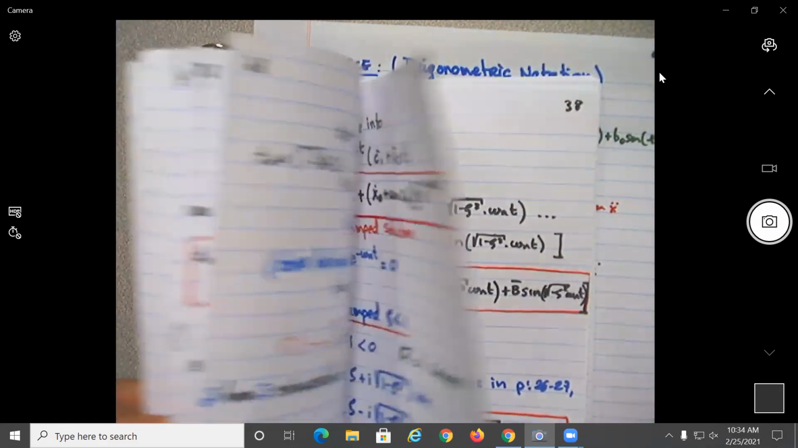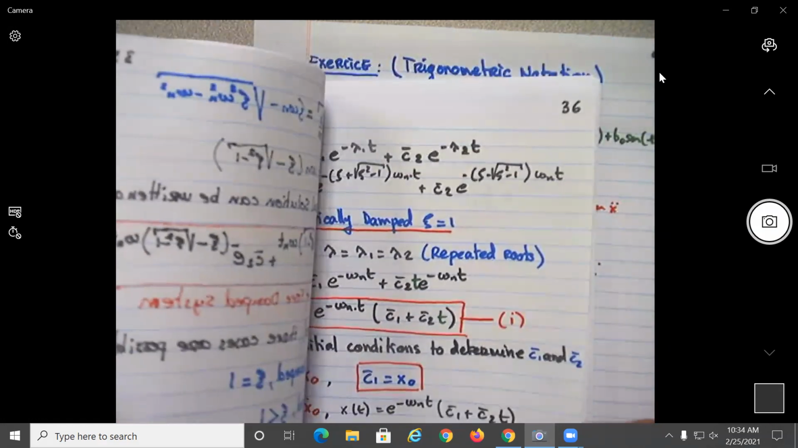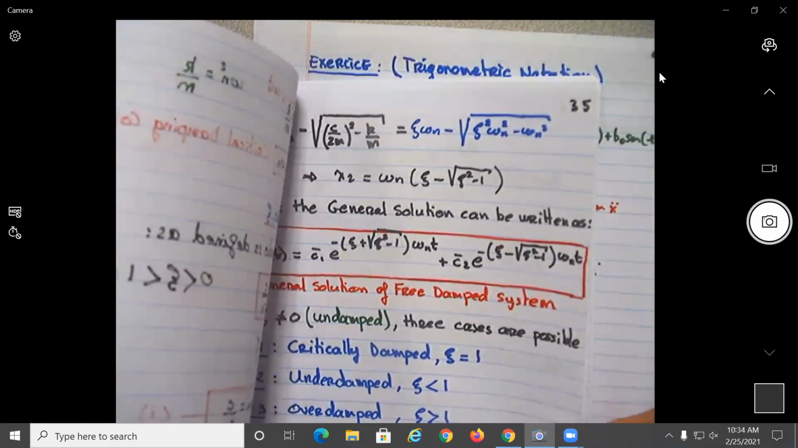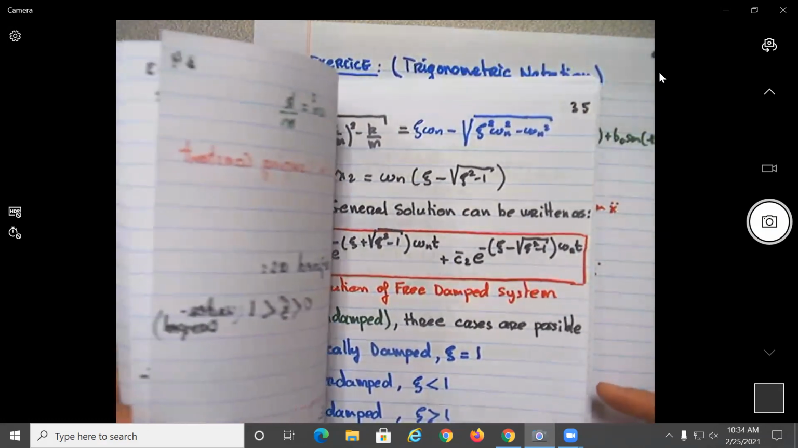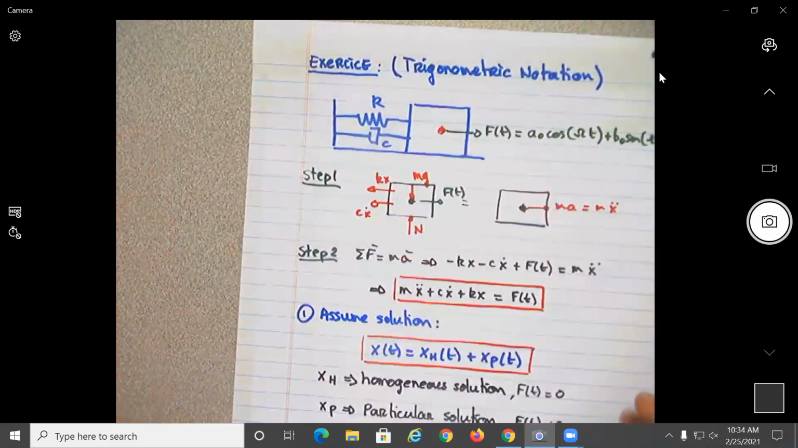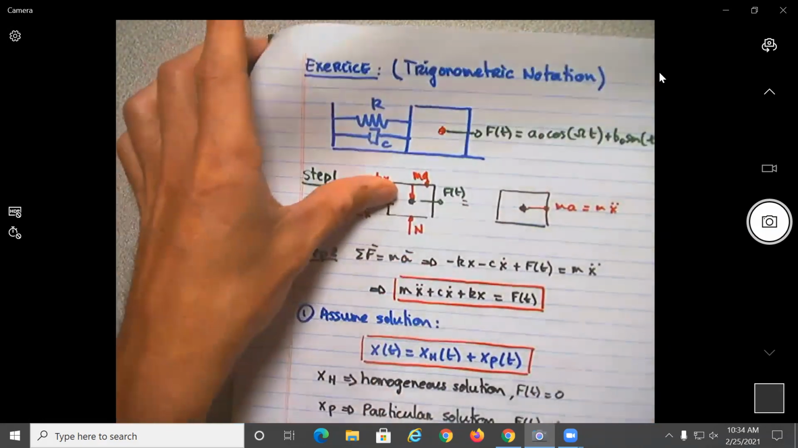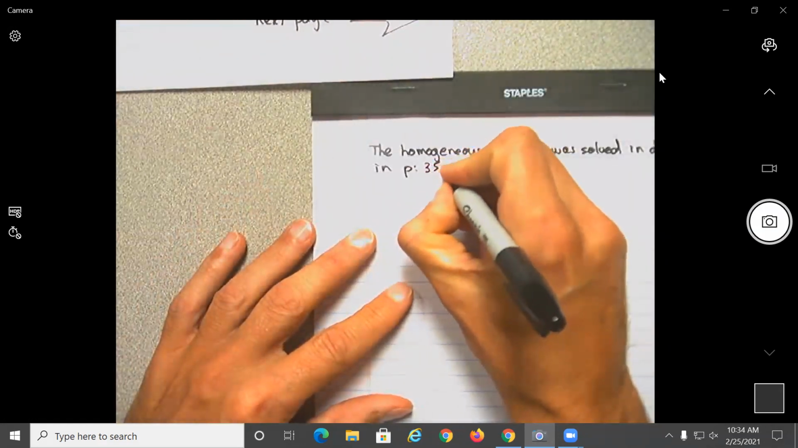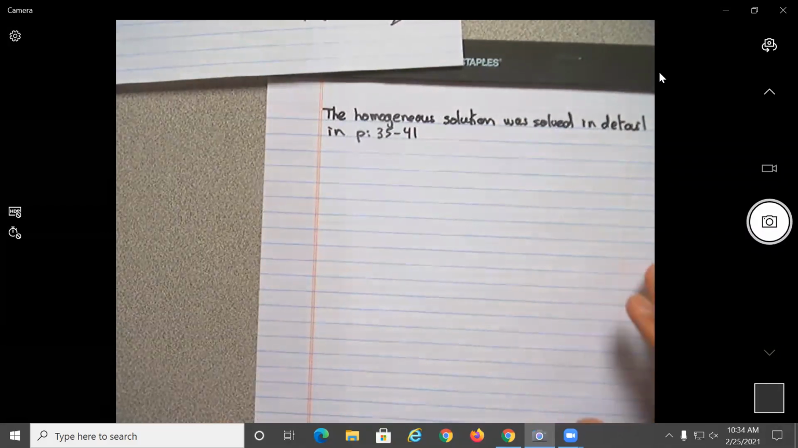So we have these ones, critically damped. I think that was the first one. Solution to the free damped system. So it looks like pages 35 to 41, okay?